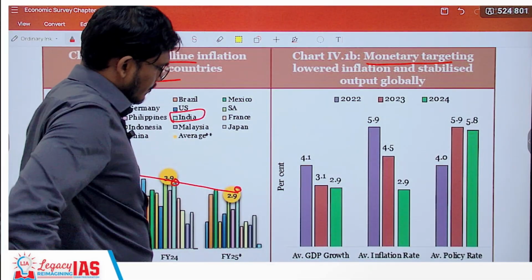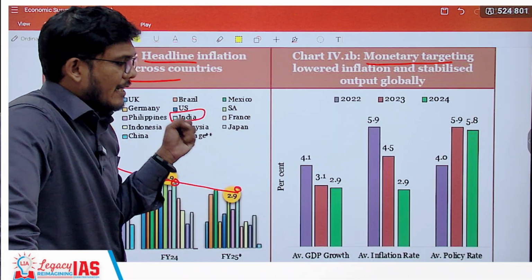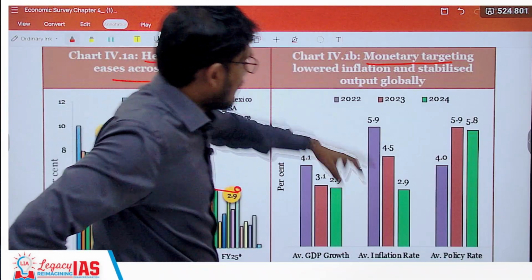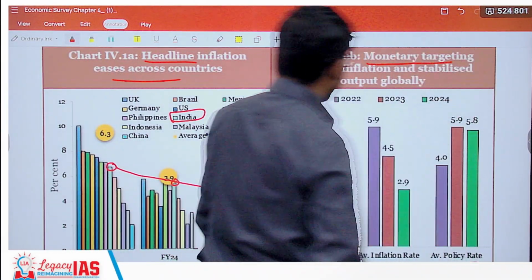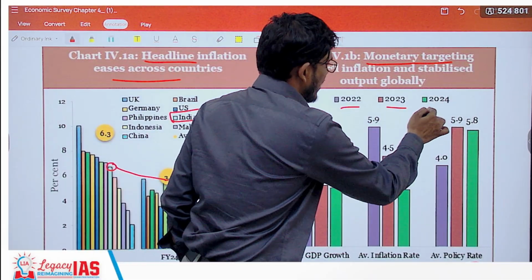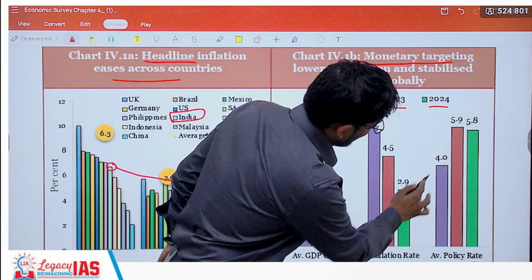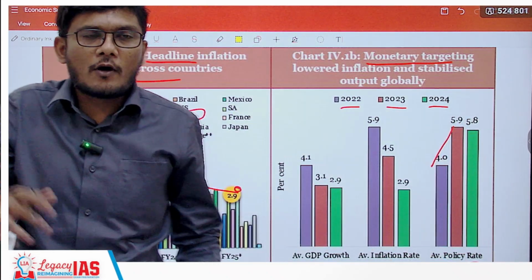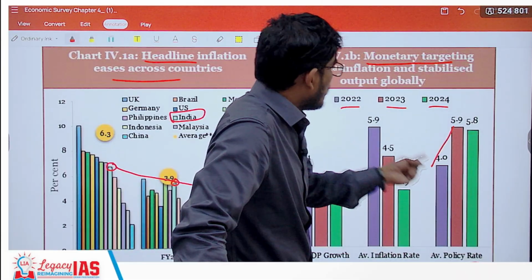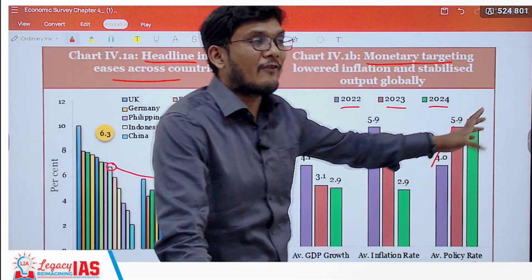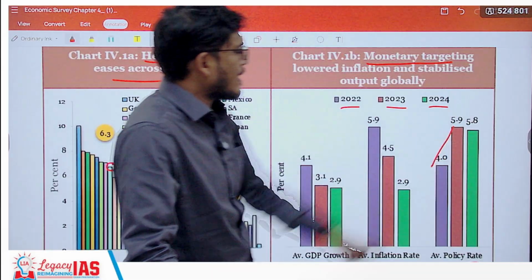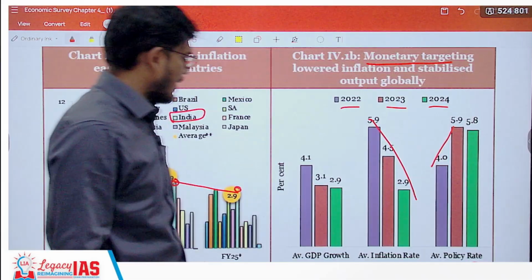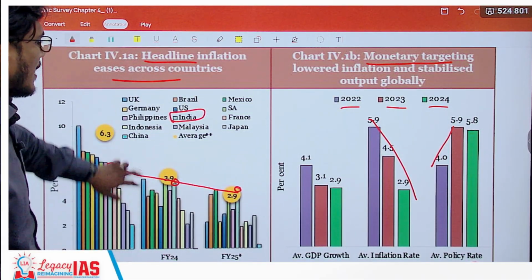If you look at the interest rates or the policy rates, we can look at the average policy rate of the country in 2022, 23 and 24. You can see the average policy rate has increased. In 2024, it has remained constant, not changed, but it has increased to 5.9, 5.8. That is quite a high increase. And because of this increase, you can see that there has been a decline in inflation. I hope that's absolutely clear.